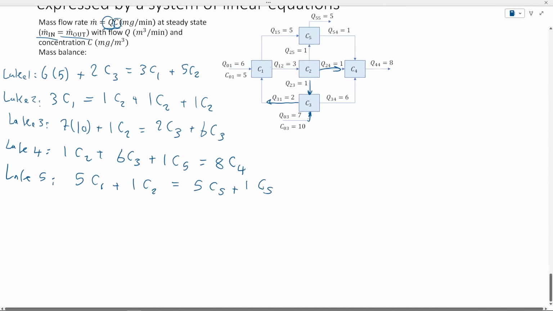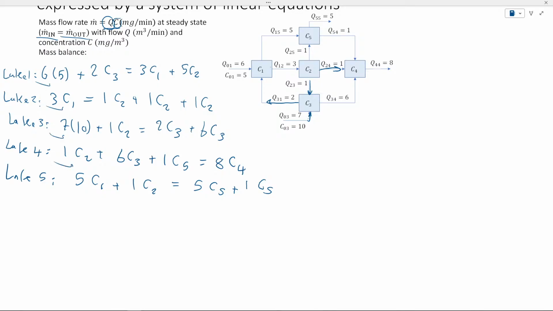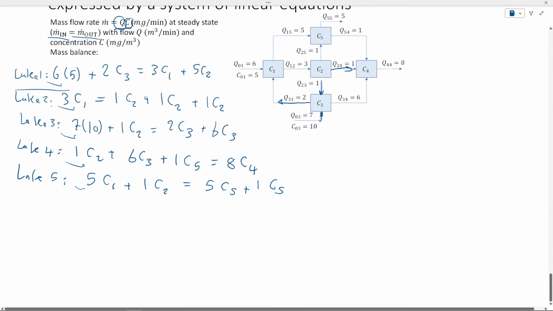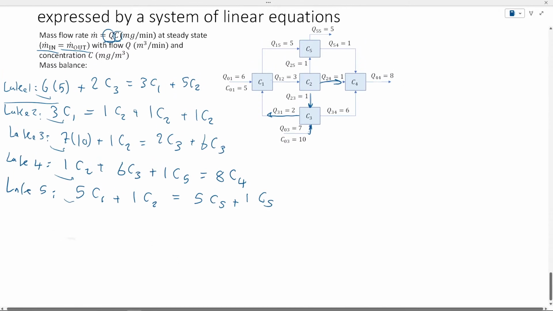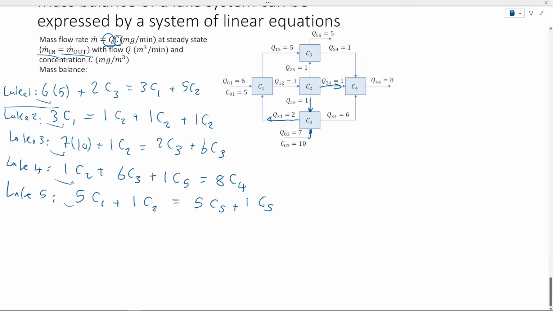So that's basically my system of linear equations. I can arrange these equations: this equation, this equation, this equation, this equation. Let's start with the first one. I think I have a typo here.